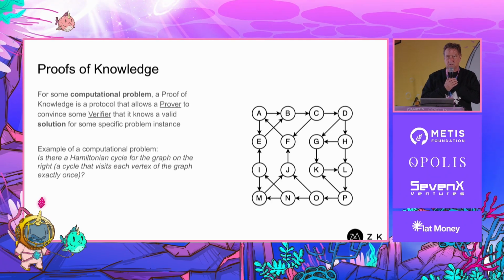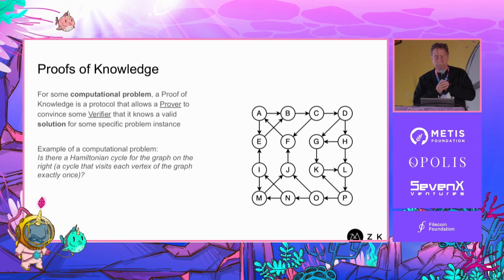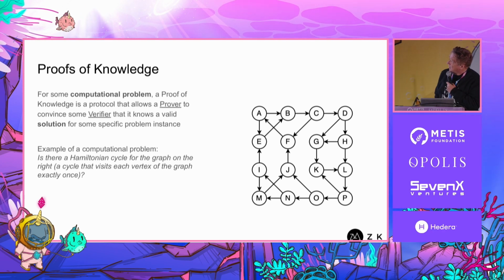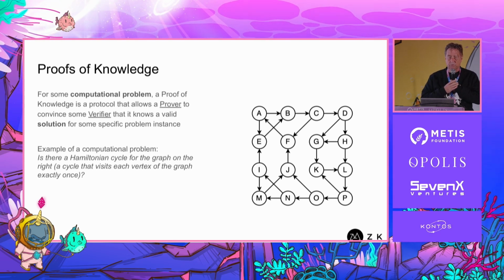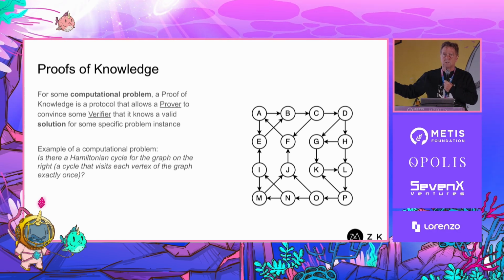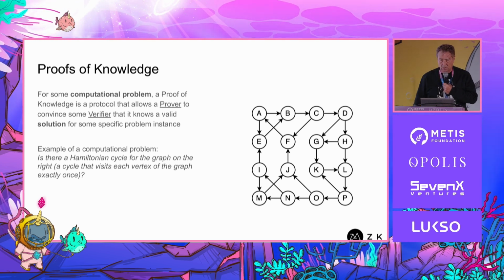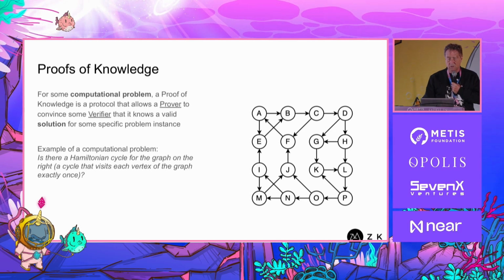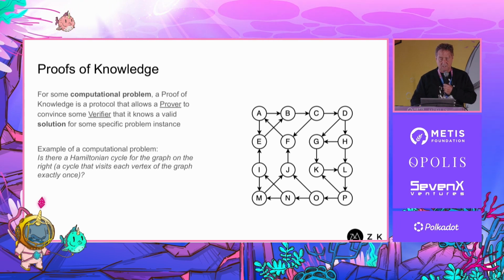Let's start with the concept of a proof of knowledge. For some computational problem, a proof of knowledge is a protocol that allows a prover to convince some verifier that it knows a valid solution for some specific problem instance. An example is the Hamiltonian cycle problem: you have a graph and you want to know if there exists a path that will visit each vertex of the graph exactly once.